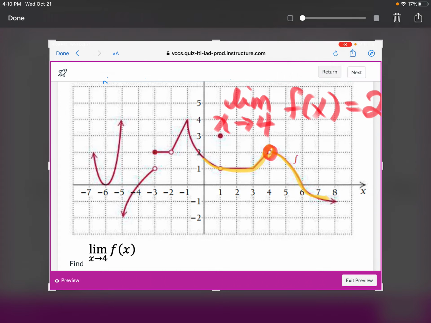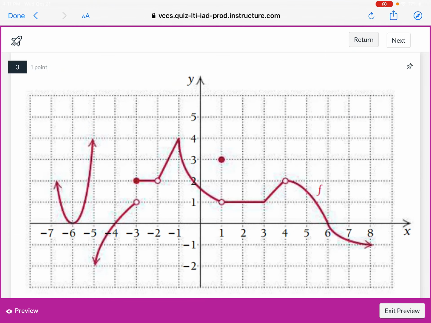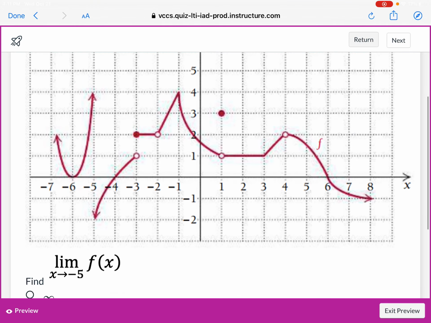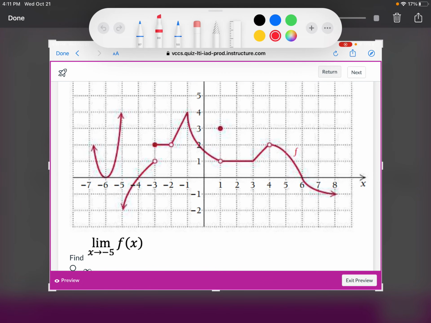Okay, so let me go and click on 2 for this problem. 2. Next. All right, what's next? The limit as x approaches -5. Let's see, -5 from which side? They didn't say it. So we need to make sure that the left-hand limit and the right-hand limit are the same.